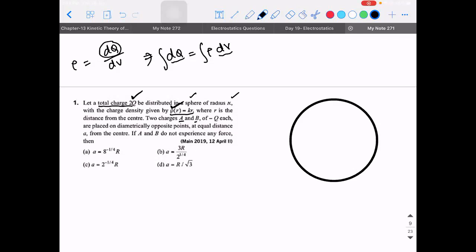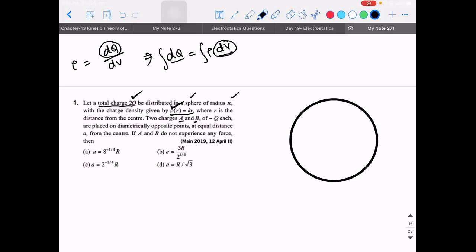So tell me, is it advisable for us to solve the problem in terms of volume or in terms of the radius, the distance from the center? Distance from the center, right? So what is our work? We need to ensure that dV is also written in terms of the distance from the center.